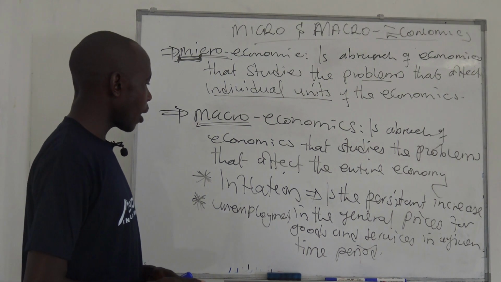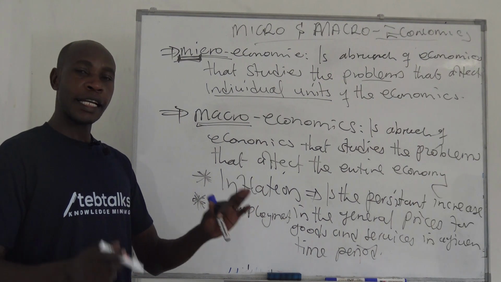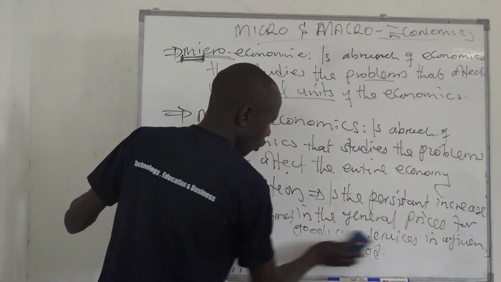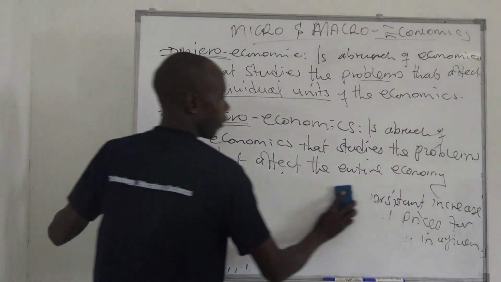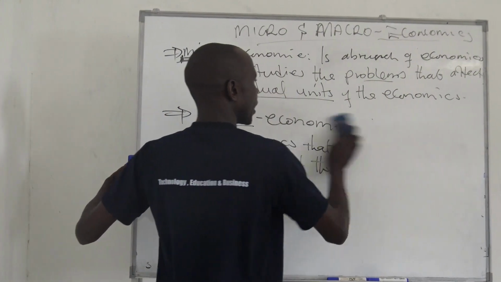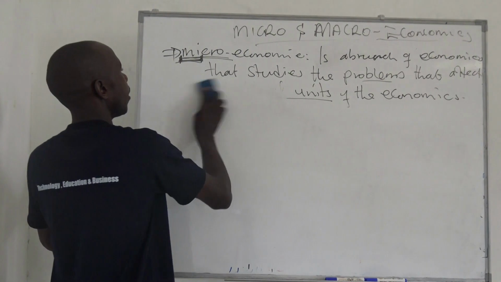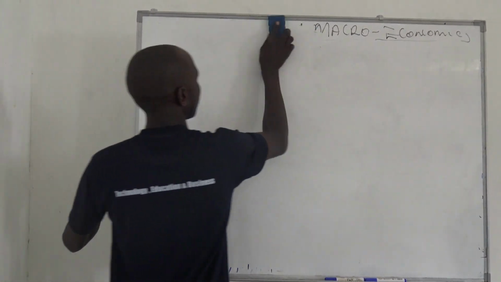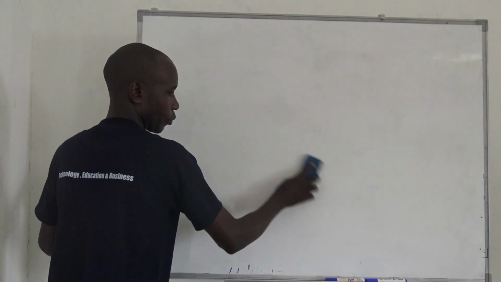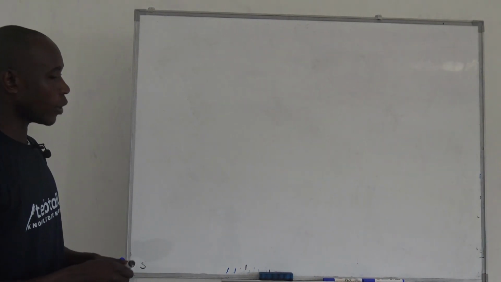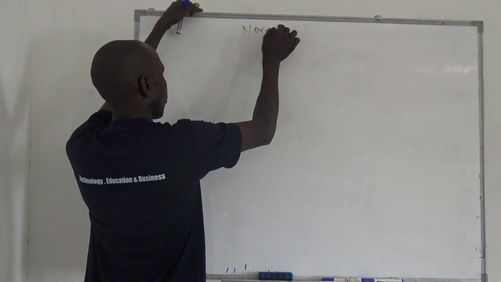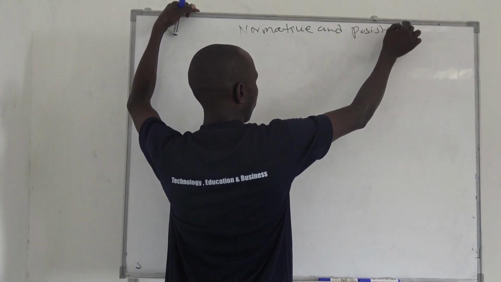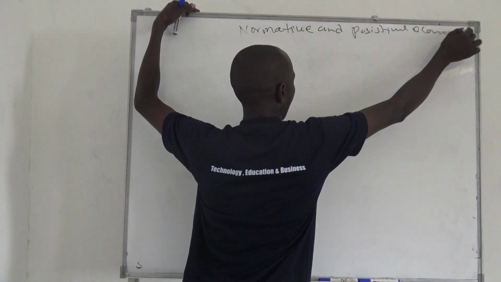So when you're talking about inflation and unemployment, those cut across regardless of where you belong. So we are finishing the first introductory part of ours, and then let us briefly look at normative and positive economics.